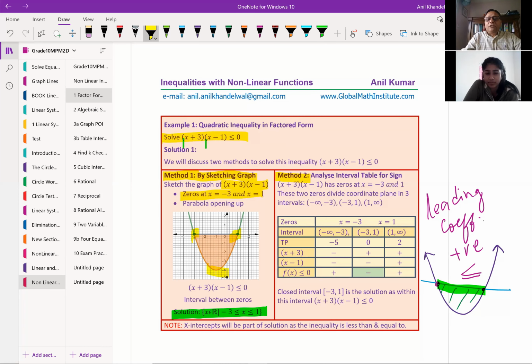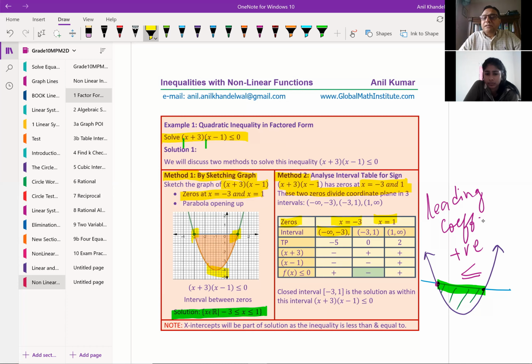So what we are now going to do is, we'll again begin with the function itself. We are saying the function is x plus 3 times x minus 1. First thing, always find the zeros. Once you find the zeros, there are two zeros. Two zeros are going to divide the whole plane into three regions, correct? So we make our table with zeros. When you put those zeros there, it divides the whole coordinate plane into three intervals.